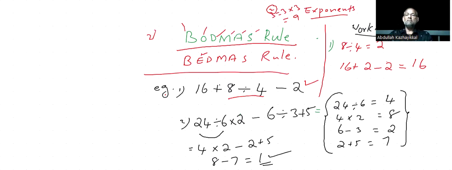See the answer here. First you had to do division. 8 divided by 4 means 2. Then, what is this? 16 plus 2 minus 2, that means 2 minus 2 is 0. That means 16 is the answer. Very easily you are getting the answer. I think you understood this one.